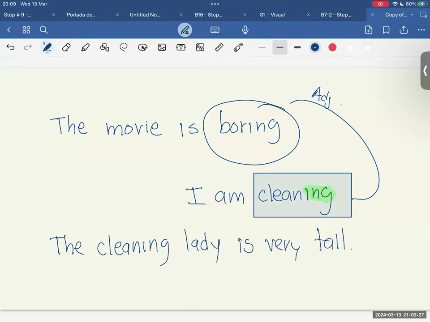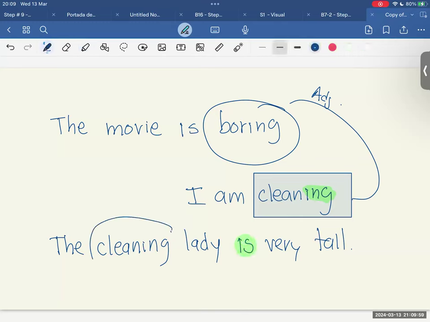The cleaning lady is very tall. Tell me which one is the verb in here. Tall. The verb? A ver, ahí cayeron. No es cleaning. ¿Cuál es el verbo? Is. Es el verbo.